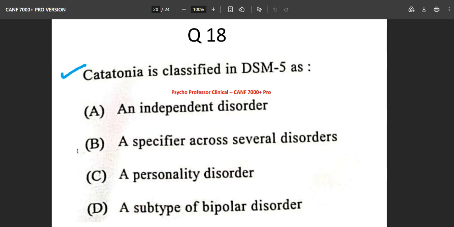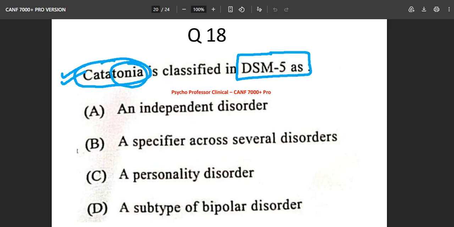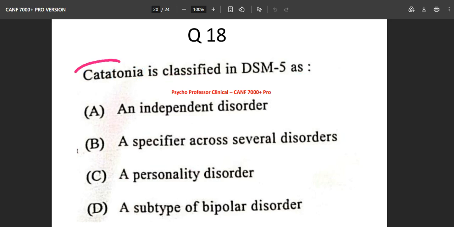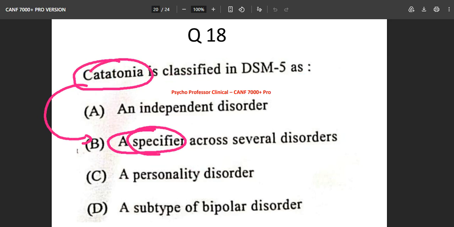Now our question is, catatonia is classified in DSM-5 as... Now you understood what catatonia is. Tonia is about your body tone and movement. Once you read more about this, you will understand that it includes many other things, and it is also given in your book. It is not an independent disorder. It is included for further diagnosis, and it is called a specifier, a specifier across several disorders.